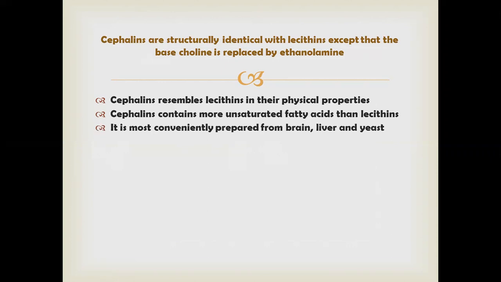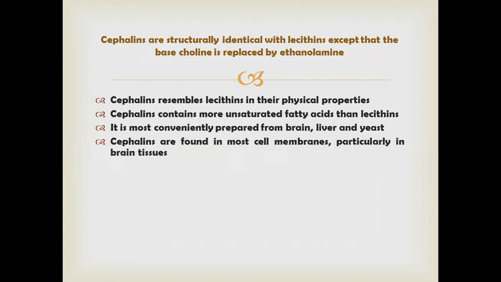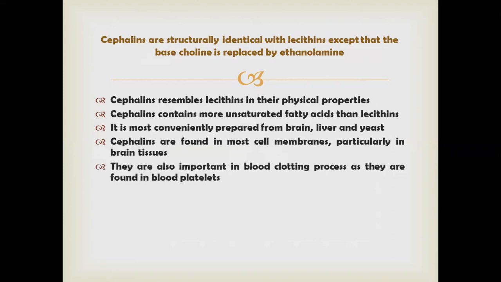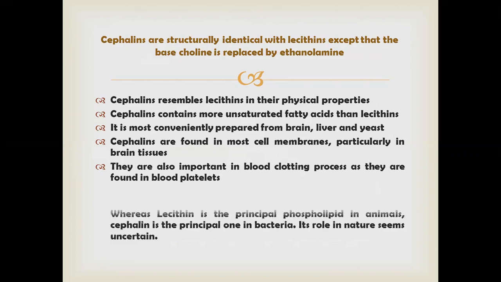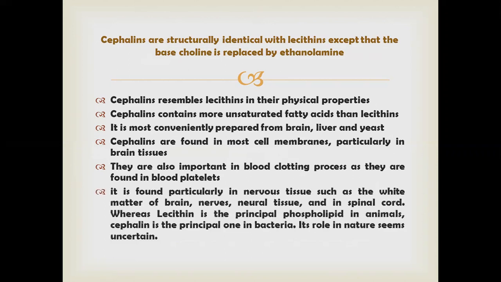Cephalins can be more conveniently prepared from brain, liver, and yeast. Cephalins are also found in most cell membranes, particularly in brain tissue, and they are also considered important in the blood clotting process, as they are found in blood platelets. As we said, if we want to prepare or extract cephalins, conveniently we can extract them from brain, liver, and yeast.